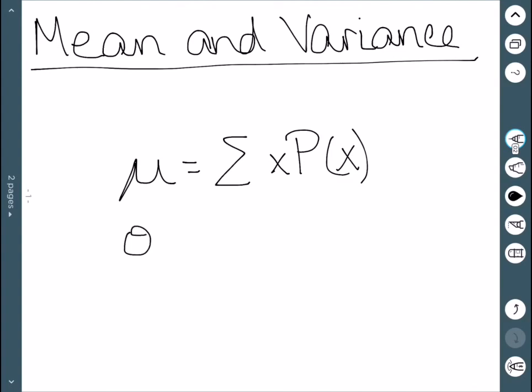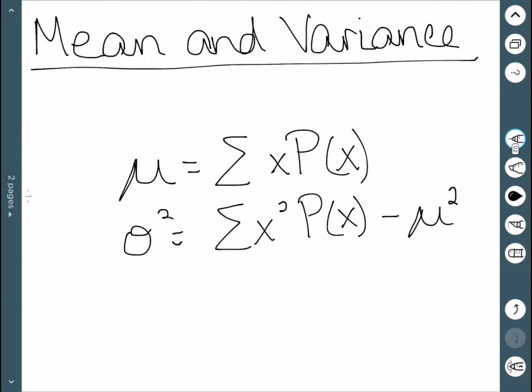For variance, we add up x squared p of x. So this time we need to square x and then multiply it by the probability. And once we've added all of those up, we subtract the mean squared. And then standard deviation is always the square root of variance. So we'll do a couple of examples of using these.